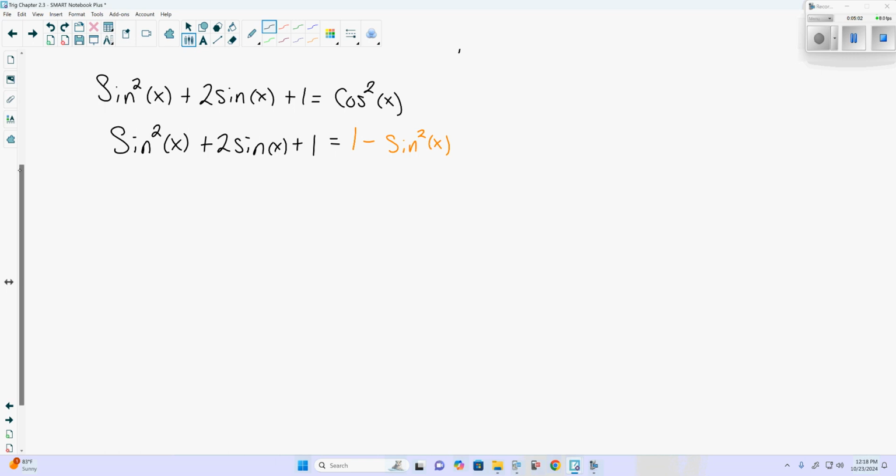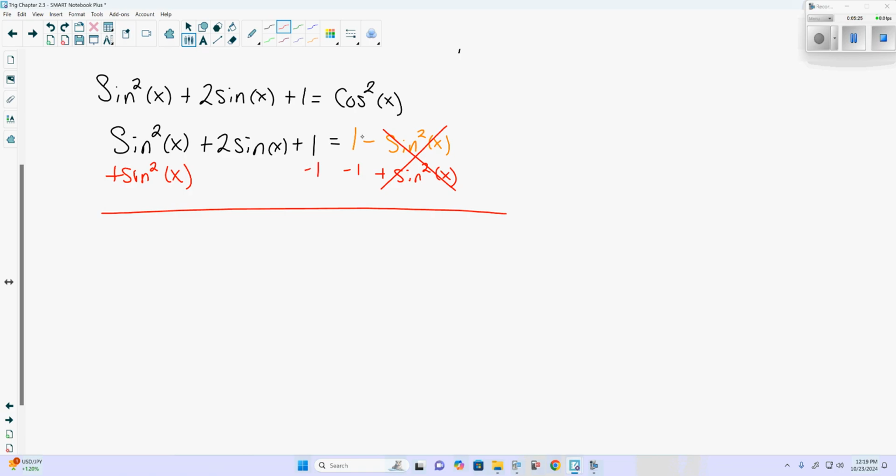So now that we do have it all in terms of sine, we only have sine for our trig function, we need to get this equation equal to 0. So one thing we can do is add sine squared of x to both sides, because our negative sine squared of x plus sine squared of x will be 0. We can subtract 1 from both sides, and that will make the right-hand side of the equation be 0. The left-hand side of the equation, we'd have 2 sine squared of x plus 2 sine of x.